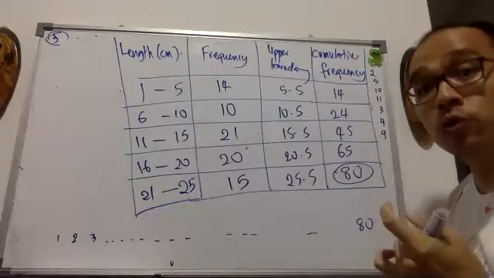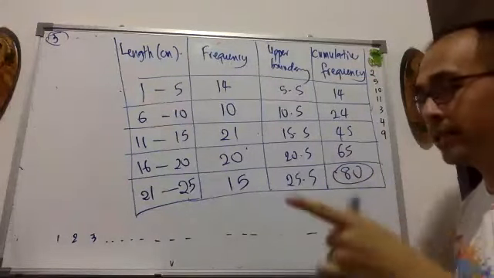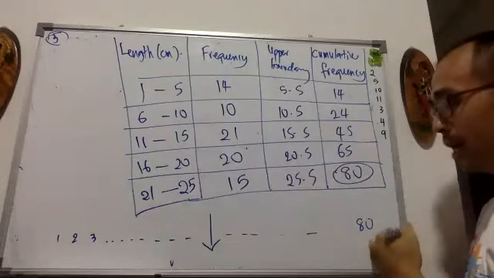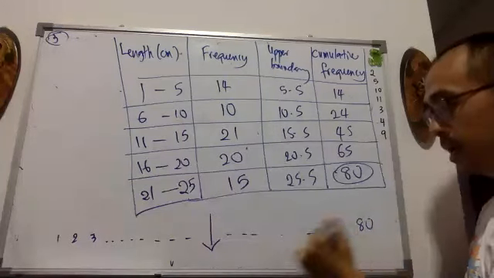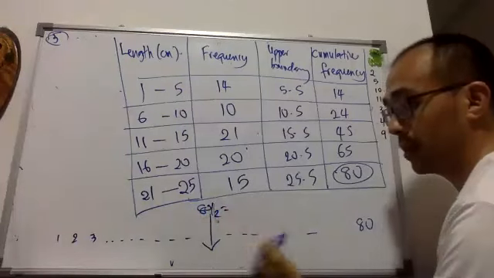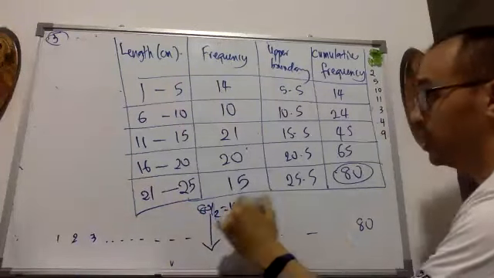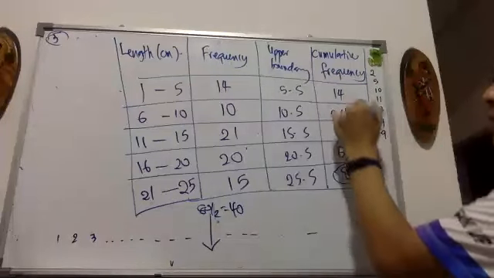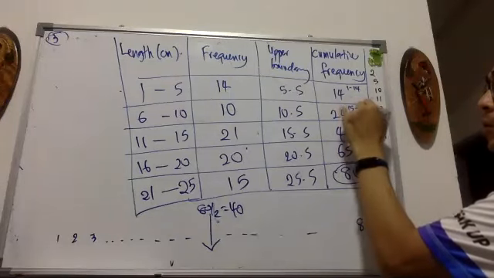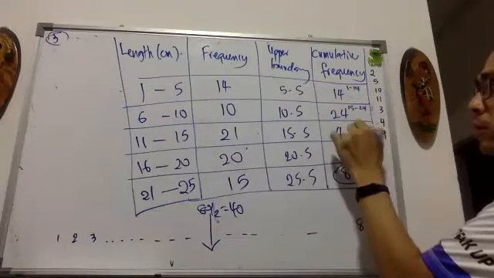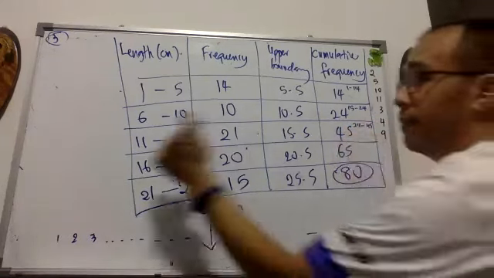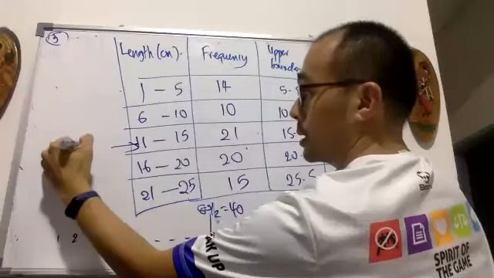Okay, so if I want to know what is the median, remember median is the nombor yang paling tengah. So we are having the 80, then this will be 80 divided by 2, so 40. So where is fish number 40? This is fish number 1 to 14. This is fish number 15 to 24. This is fish number 25 until 45. So fish number 40 is in here. Therefore, this one is the median class.